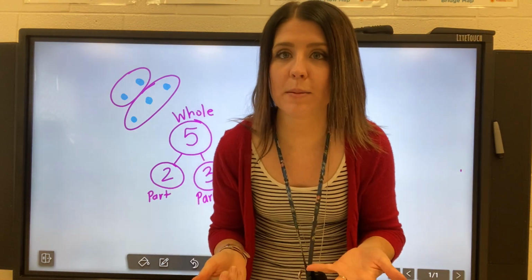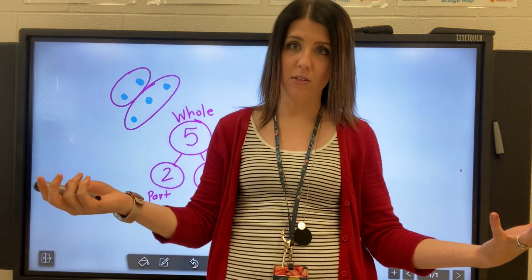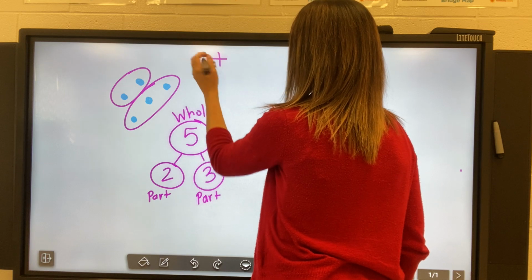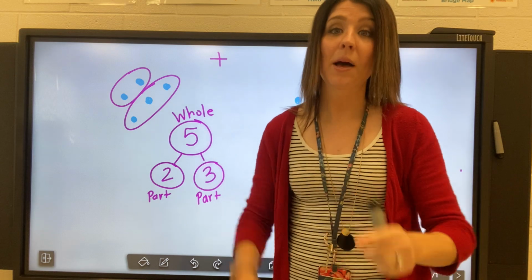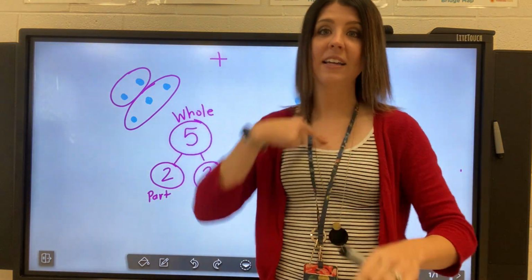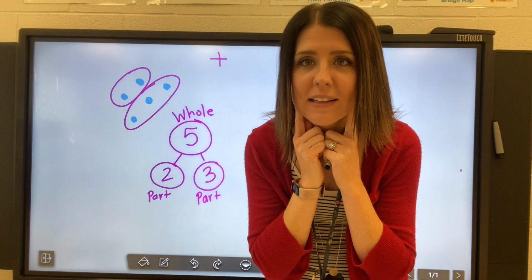Okay. Now, I told you that we can pull numbers apart and we can put them together. Well, there are special symbols in math that tell us when we need to put numbers together and when we need to pull them apart or take something away. This is one of our symbols. Do you guys know what that symbol is called? That's a plus sign. Can you do that with me? Plus sign. Let's do it again. Plus sign.